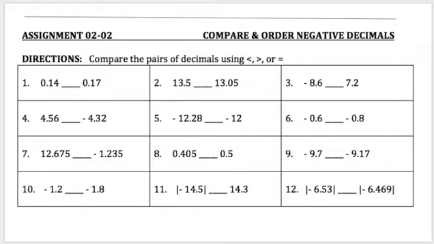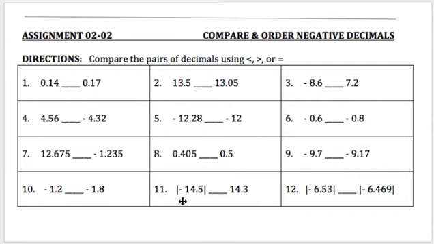All right, I feel like you're ready to give it a try. So, assignment 02-02 is your homework for today. Notice that there are some positive numbers and some negative numbers. I also want you to take a peek at some of these absolute value questions. So a quick reminder, absolute value is the distance a number is away from zero on the number line, which means you've got to take the absolute value of this number first before you compare it.